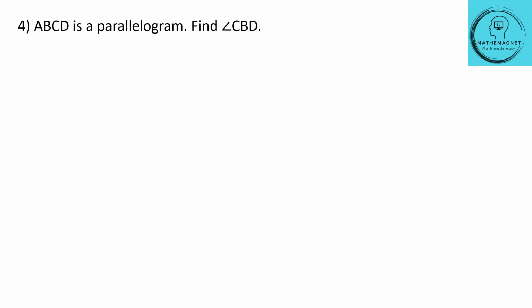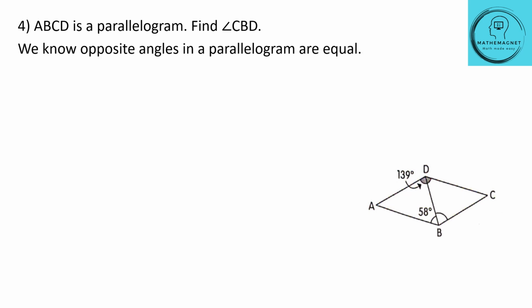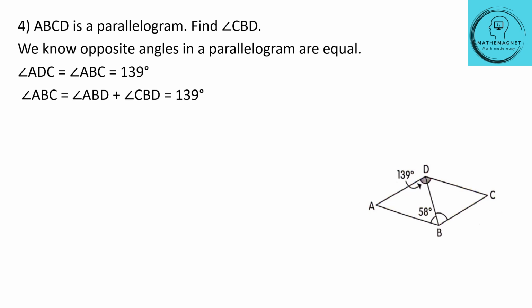Question number 4. ABCD is a parallelogram. Find angle CBD. Now the main property of a parallelogram is opposite angles are equal. So we can say angle ADC is equal to angle ABC equal to 139 degrees, which is mentioned in the figure. Now ABC can be written as angle ABD plus angle CBD.